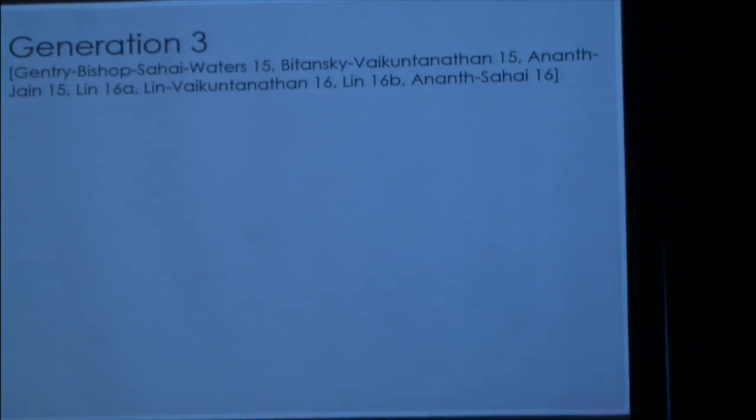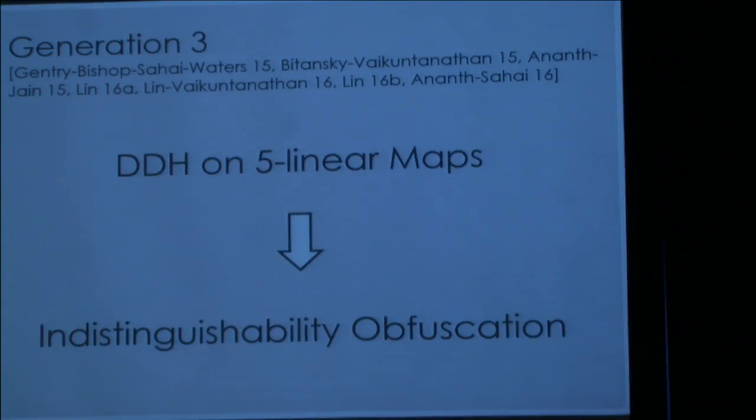Okay, so the third and final generation already includes a lot of work. It's probably still in progress, so let me tell you the state of the art here. Today we know how to base indistinguishability obfuscation on multilinear maps that support degree 5, so you only need to multiply 5 encodings at a time. And these encodings should satisfy relatively mild hardness assumptions called DDH, decisional Diffie-Hellman.